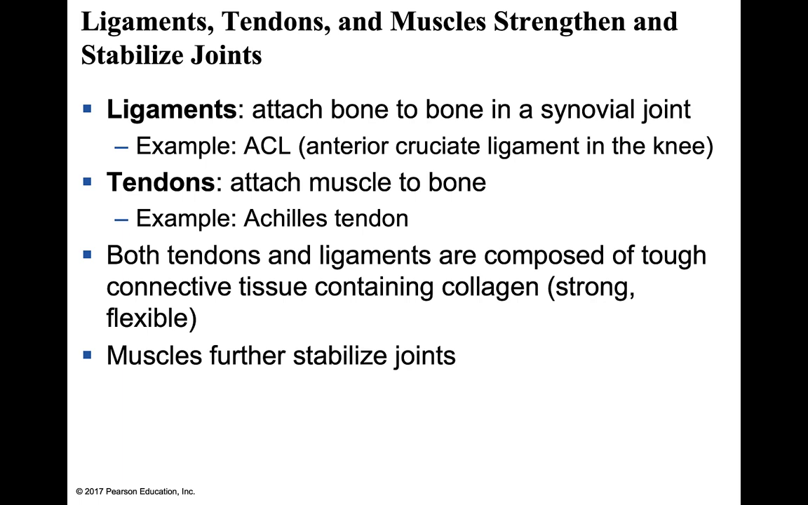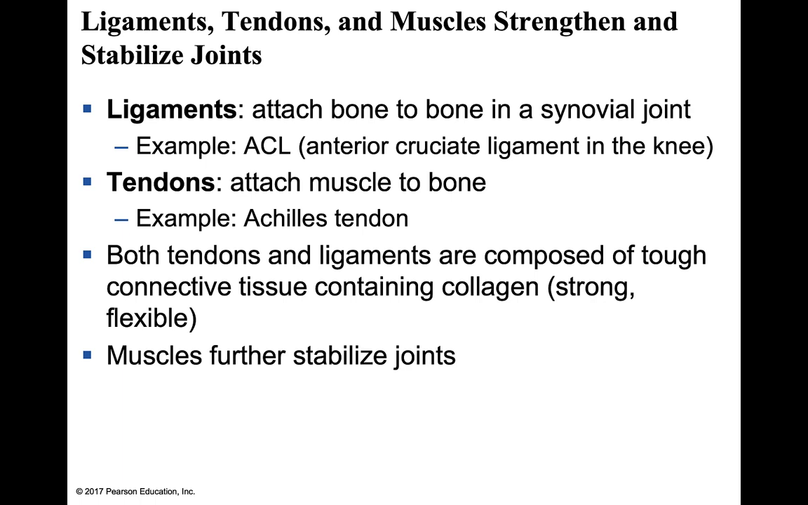Now, ligaments attach bone to bone in a synovial joint, and I used the anterior cruciate ligament or the ACL in the knee as an example. If we look at a tendon, that's attaching muscle to bone, and a really good example there is the Achilles tendon within the calf. Now, both tendons and ligaments are composed of tough connective tissue with very, very strong and flexible collagen fibers. And extra stability that we find at a joint is going to be muscular in nature.